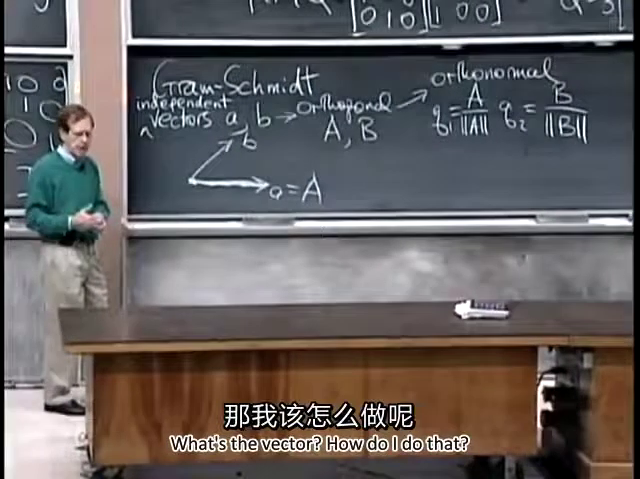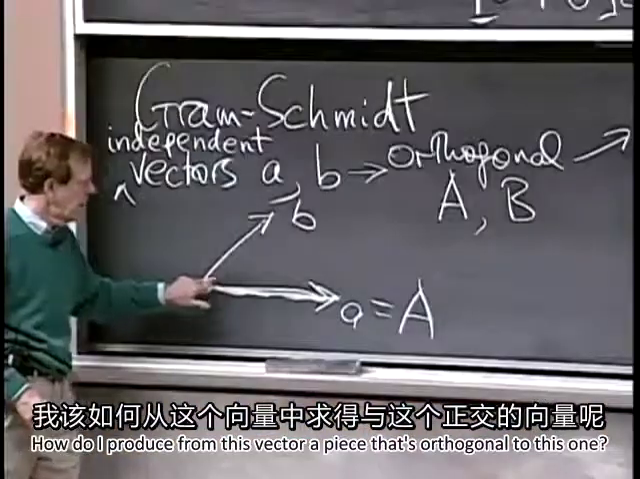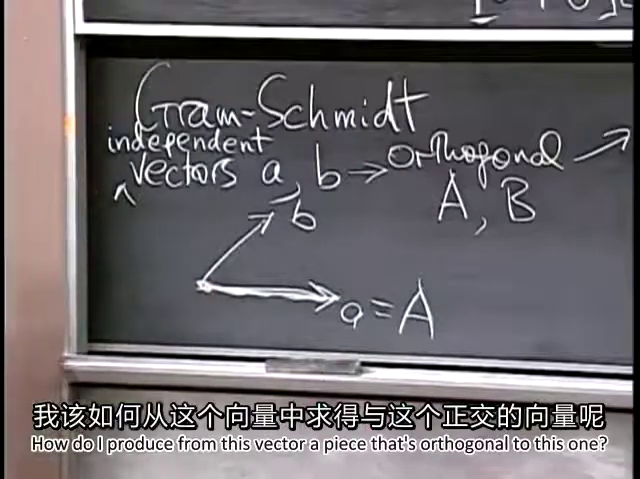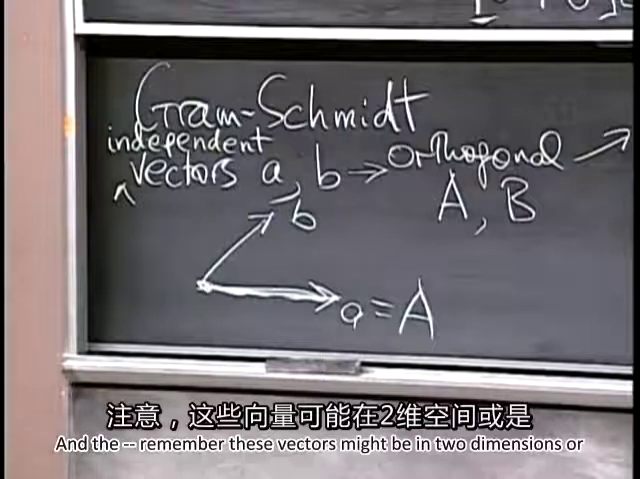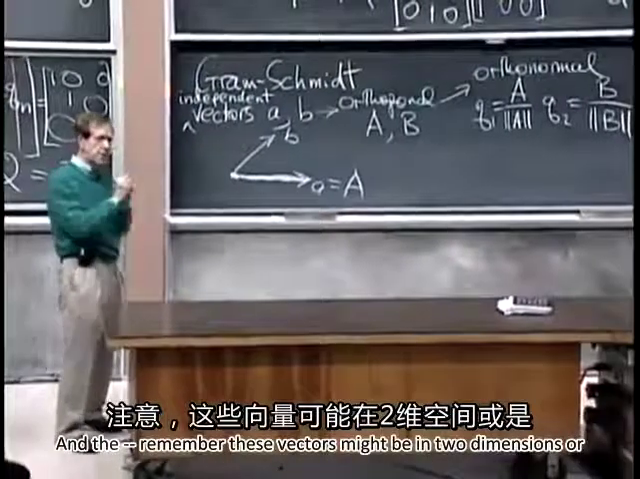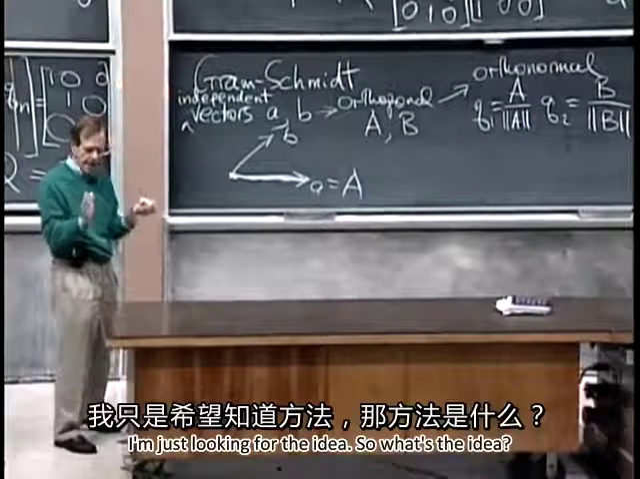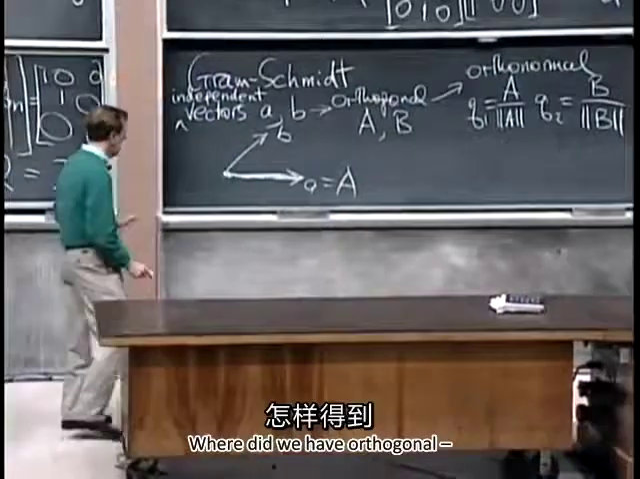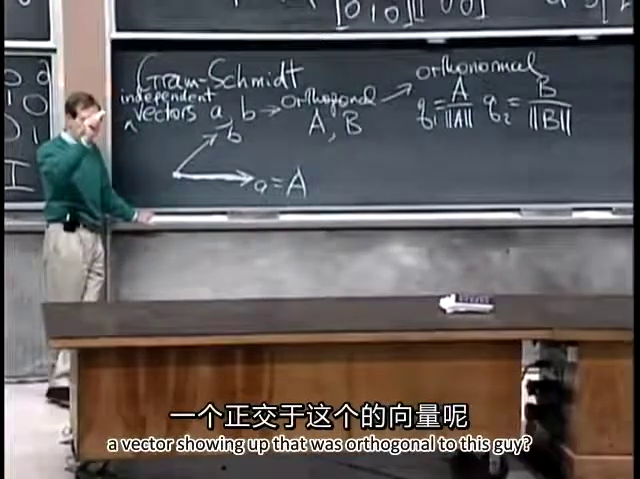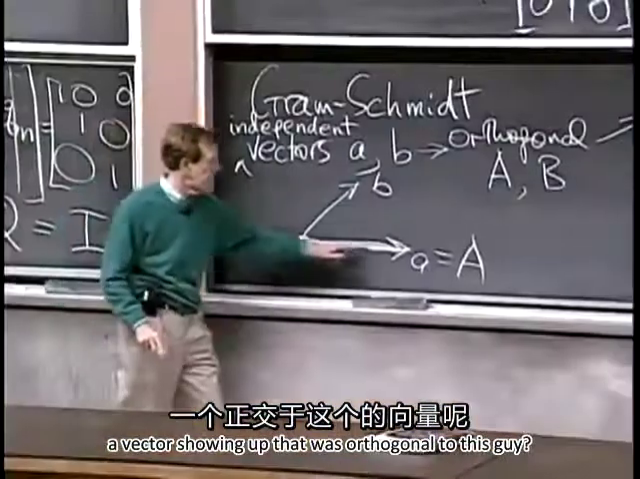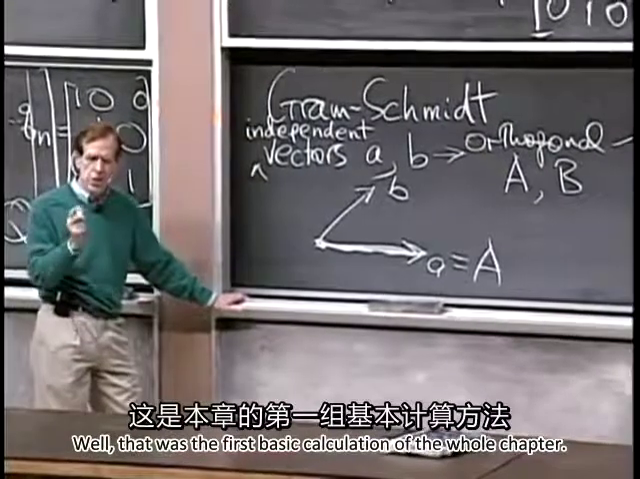What's the vector? How do I do that? How do I produce from this vector a piece that's orthogonal to this one? And remember, these vectors might be in 2 dimensions or they might be in 12 dimensions. I'm just looking for the idea. So what's the idea? Where did we have a vector showing up that was orthogonal to this guy? Well, that was the first basic calculation of the whole chapter.